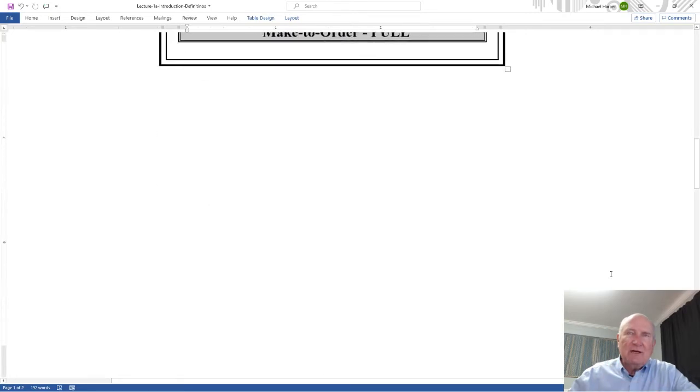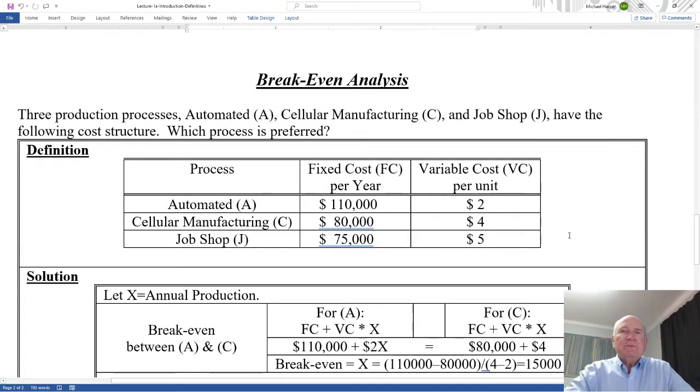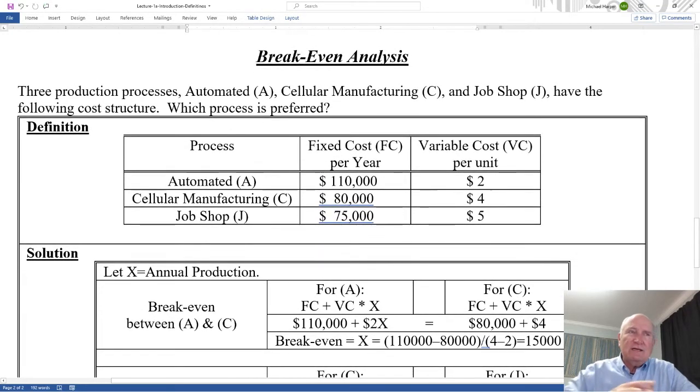Okay, the last thing I'm going to cover, this is the definitions. Next is going to be problem-solving processes. And I'm going to look at break-even analysis as just one technique, but an important technique, one of the first techniques I'm looking at in this course, because this concept of break-even we'll be using over and over again throughout the course.